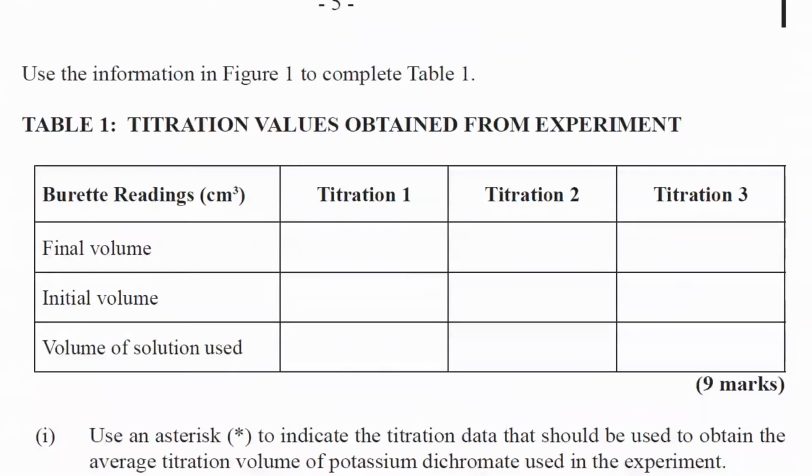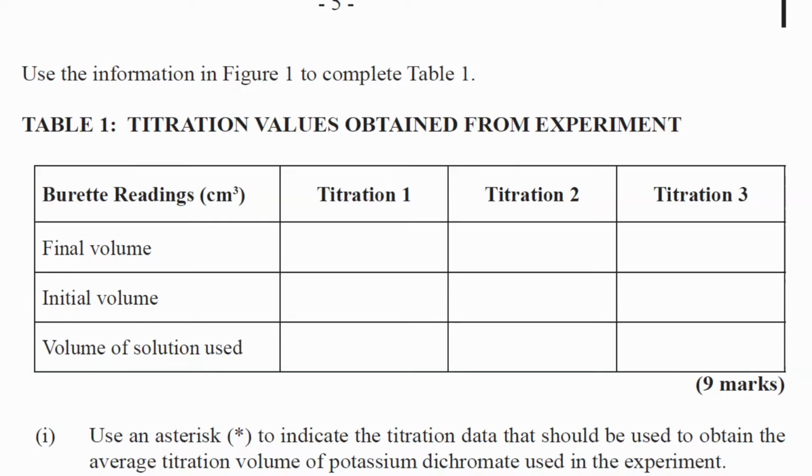2 marks. Okay, so the values that we just read off on the previous page for the burette readings, we're going to put them here, and we're going to find the volume of solution used in each case. So all the 6 values that we just read, we're going to fill them into our table. So use the information in figure 1 to complete table 1.